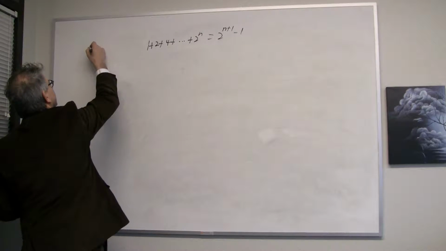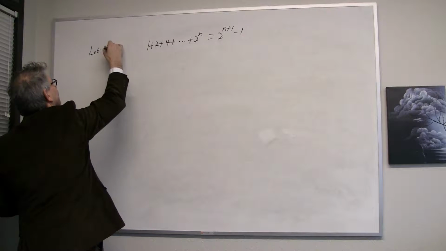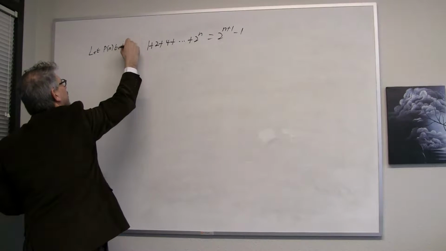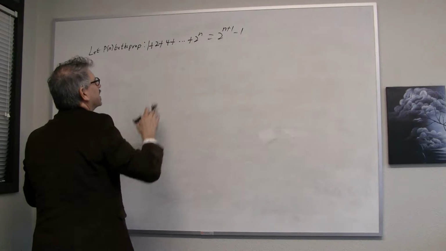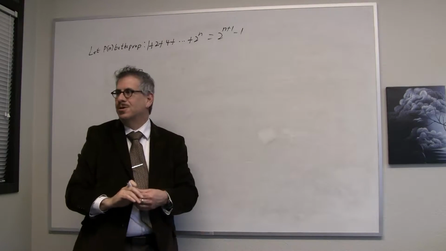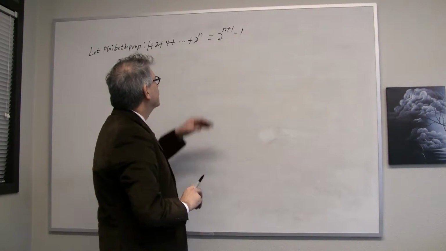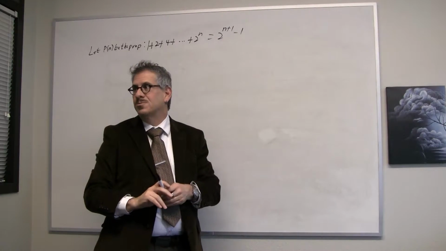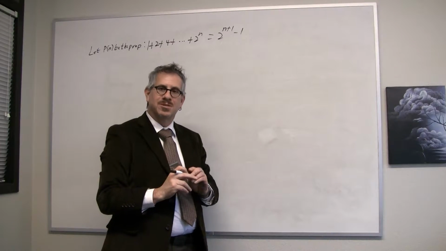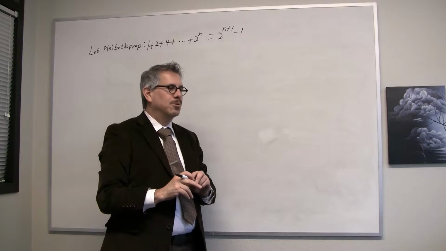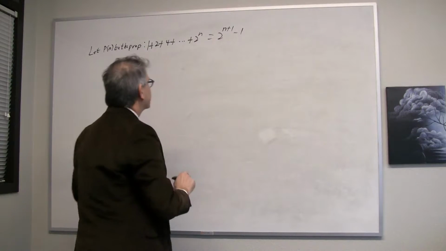So let's state this as a proposition. Let P of n be the proposition that the sum of consecutive powers of 2 up through and including 2 to the n is equal to 2 to the n plus 1 minus 1. That's our proposition. Let's prove it using mathematical induction. What do we need? First we need to prove a basis case.